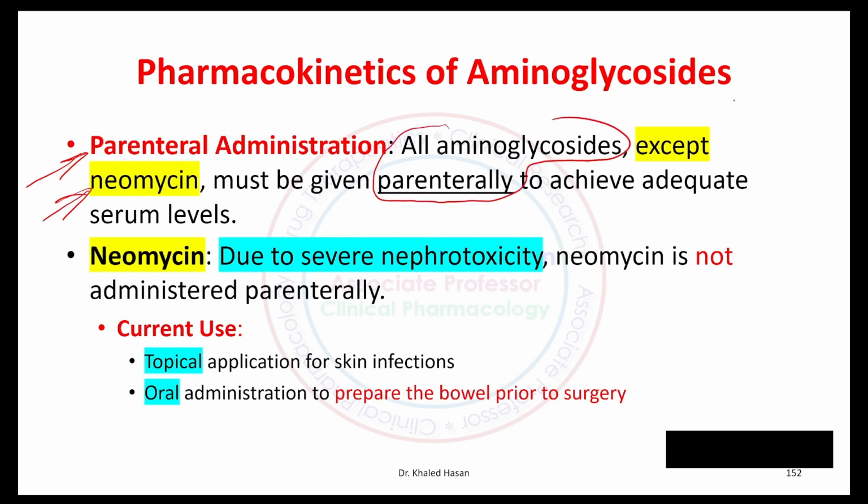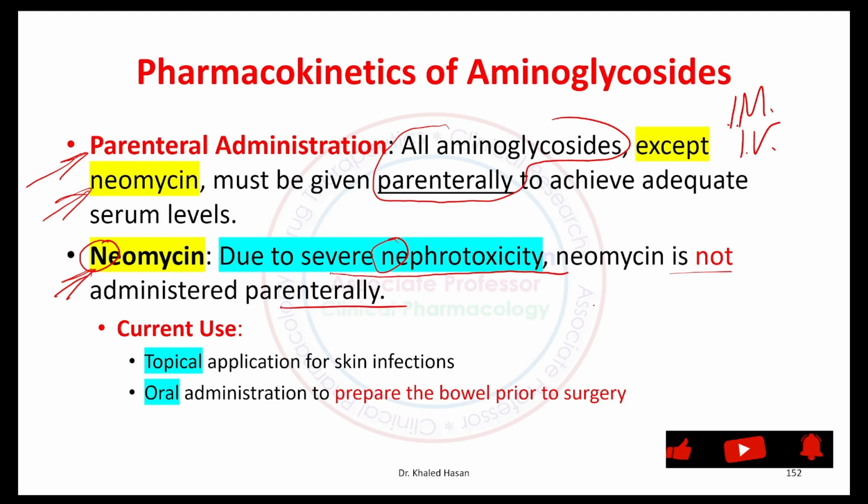That could be intramuscular or intravenous. Okay, so with the one exception here, we have neomycin, because neomycin carries the risk of severe nephrotoxicity. If you'd like to remember neomycin and nephrotoxicity, both of them start with the N. So which of these aminoglycosides causes severe nephrotoxicity? Neomycin. Neomycin is not administered parenterally.